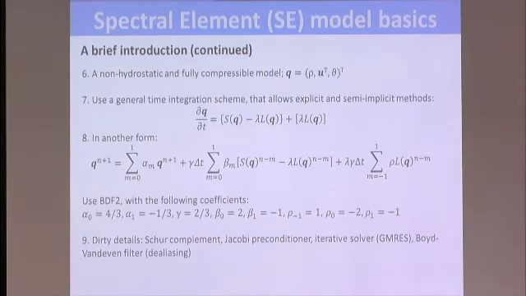There are many more details. We use Schur complement not to solve for 5 variables, but for 1. Jacobi preconditioner, iterative solver, GMRES. And of course, you'll quickly run out of enough equations for your variables, so you are aliasing, and we use the Boyd-Vandeven filter to de-alias that.